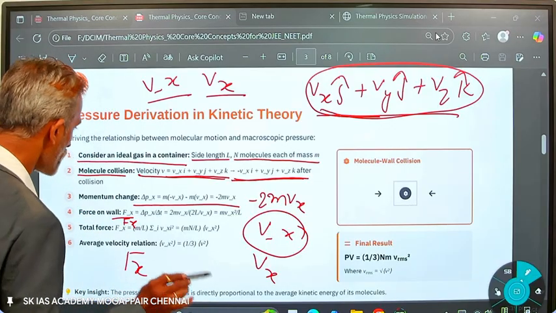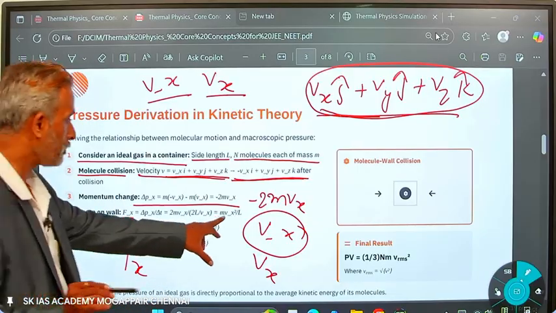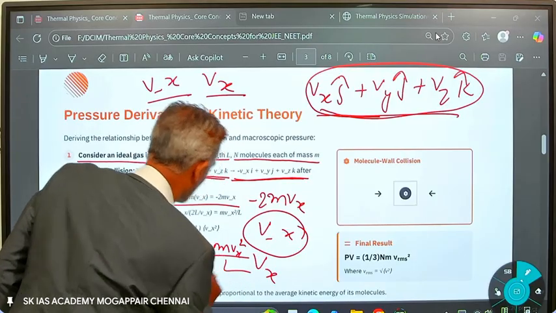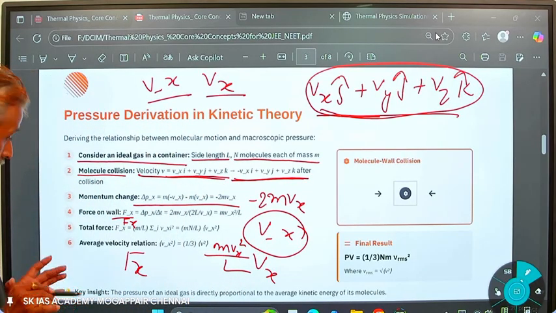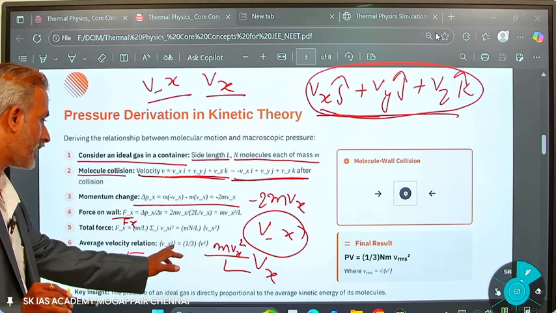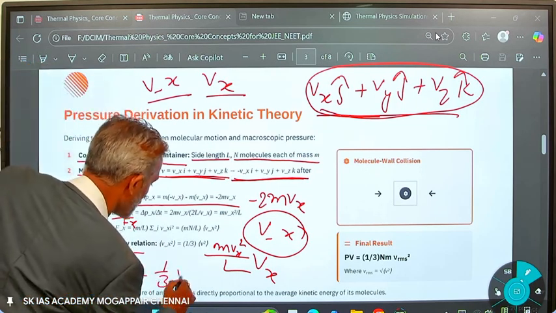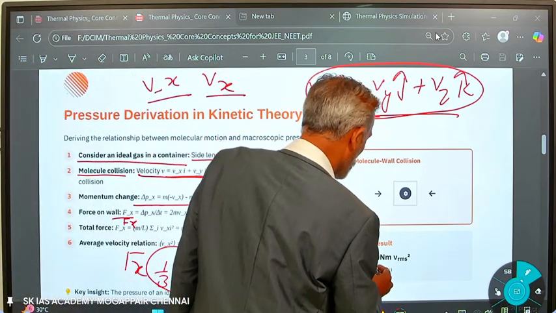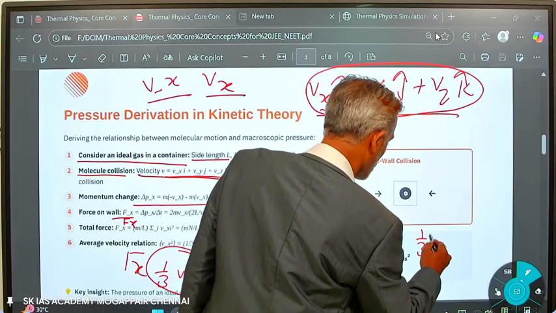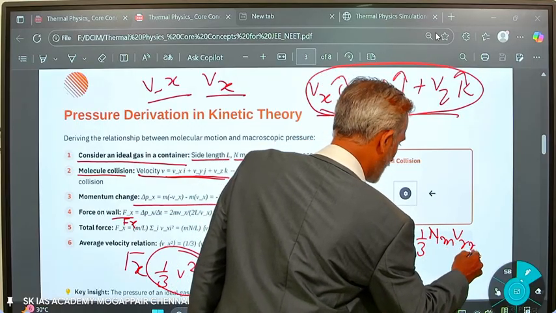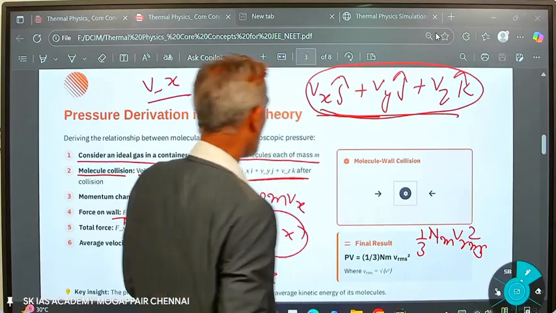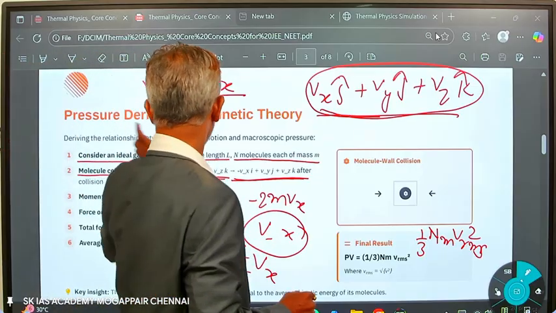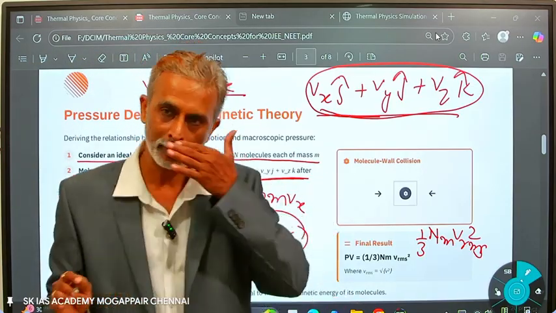So the force on the wall is mvx square by L. This is the force on the wall. Average velocity relation: 1 by 3 v square. This is the average velocity relation. So the final result is 1 by 3 nm v rms square. This is the final result of the pressure derivation in the kinetic theory of the gas.